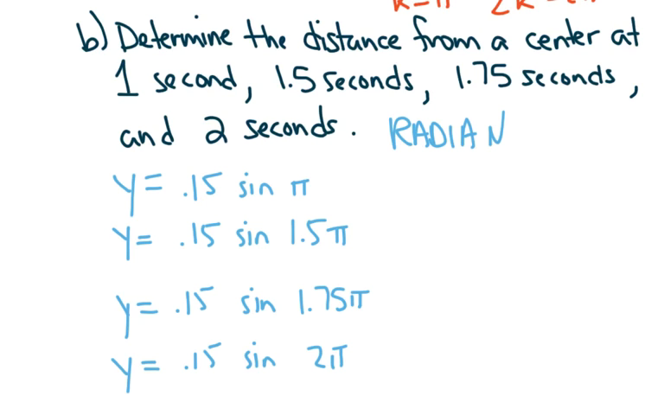So 0.15 sine of 1 pi is going to be 0. So at 1 second, it's back to 0. At 1.5 seconds, it's going to be at negative 0.15 meters. That means it's probably gone that way. At 1.75 seconds, it's going to be at negative about 0.11. And then at 2 seconds, it's going to be back at 0.